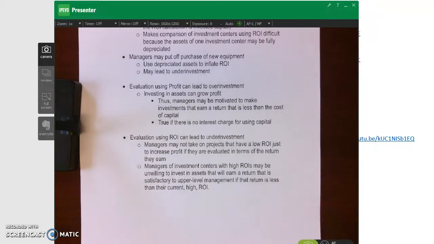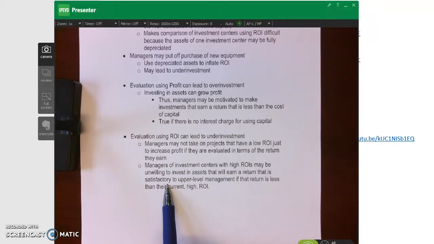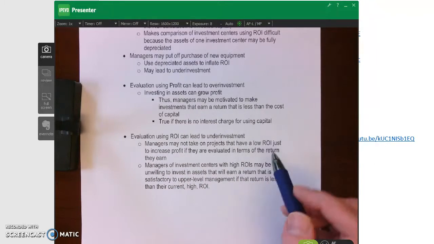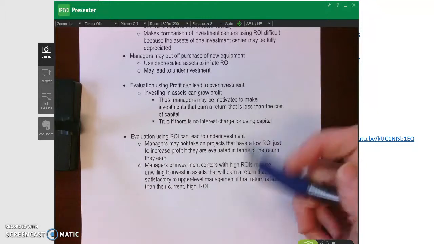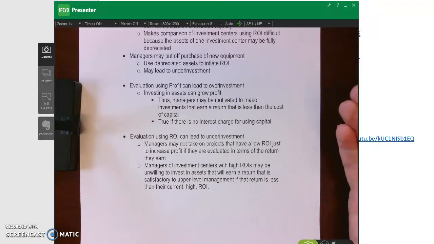And managers of investment centers with high ROIs already may be unwilling to invest in assets whose return is satisfactory to upper level management but would pull down their own division's ROI. So upper level management says that ROI is good, but the manager of the division says, while you think it's good, it's not as good as what I'm already doing, so I don't want to do it because you're holding me accountable for ROI. Okay.